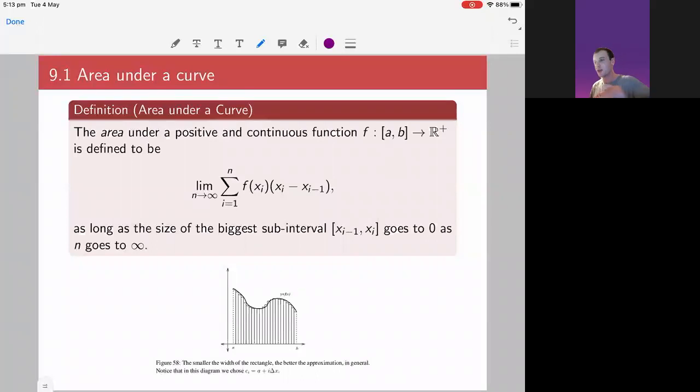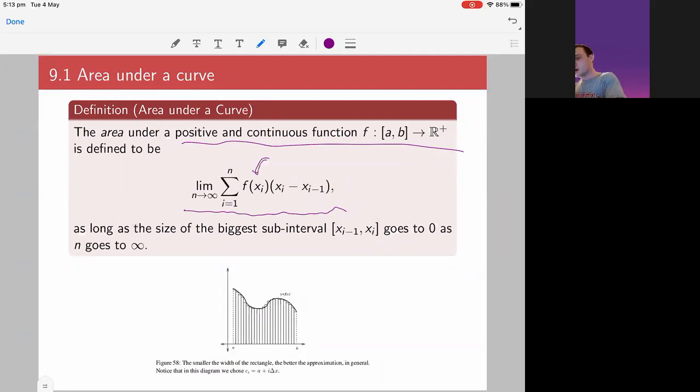So, definition. Let's say you've got a positive and continuous function f. The area under this positive and continuous function f is defined to be the limit as n goes to infinity of the sum from i equals 1 up to n of f of x_i times (x_i minus x_{i-1}).